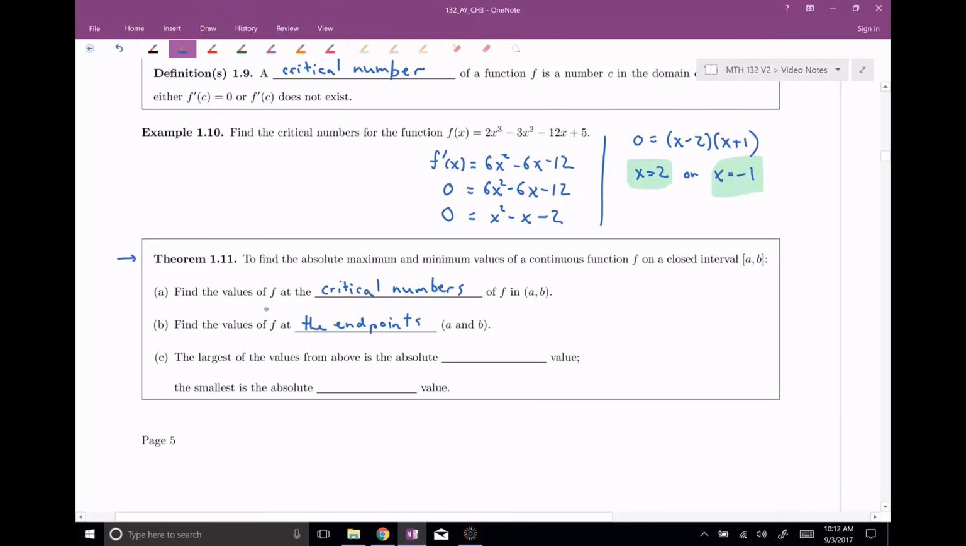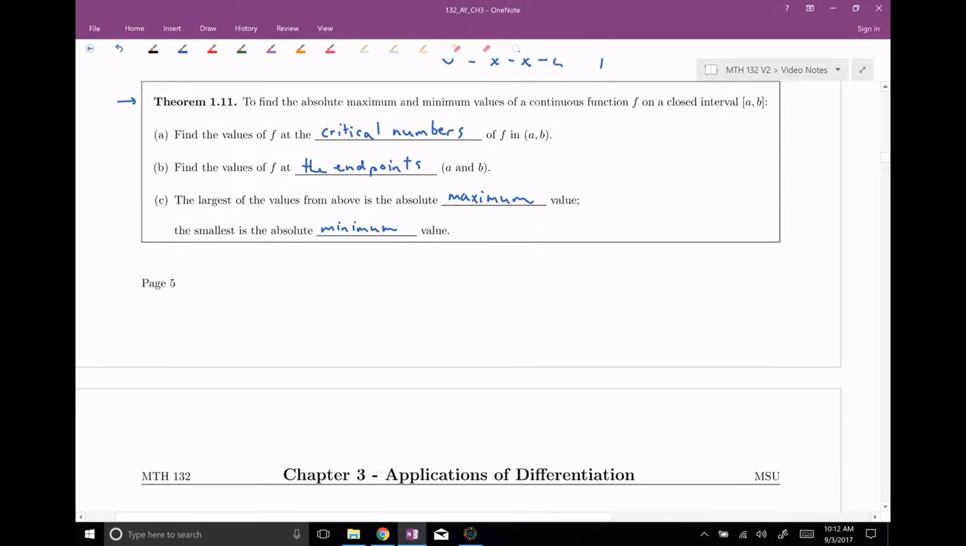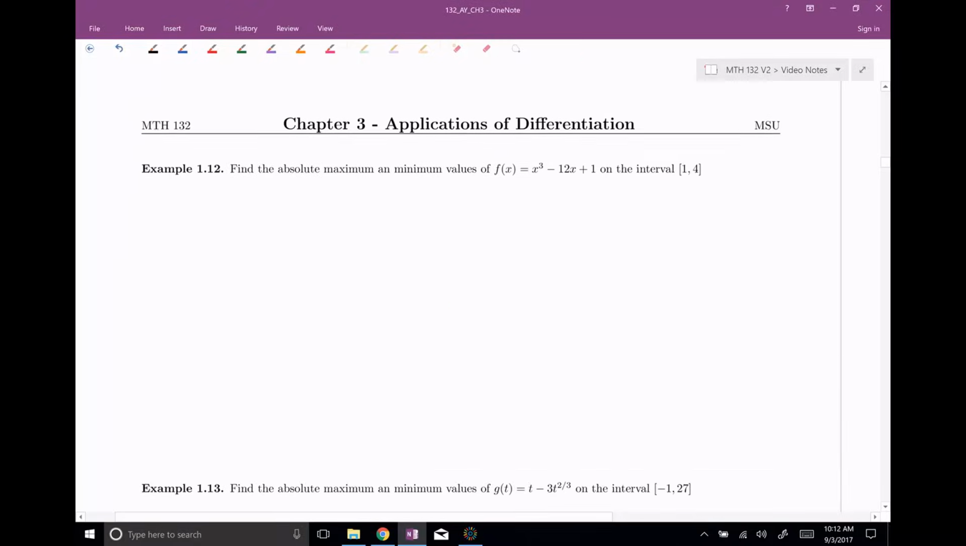So notice when I'm saying finding the values of f, this is finding the y values, right? Because I'm interested in which is the smallest and which is the biggest. And so therefore, the largest of these values in the above is going to be the absolute maximum value, and the smallest is going to be the absolute minimum value. All right, so now we actually have a technique for finding absolute maximums and minimums. So let's go ahead and try to apply it. Now we're moving on to our second objective, getting a little practice using this.